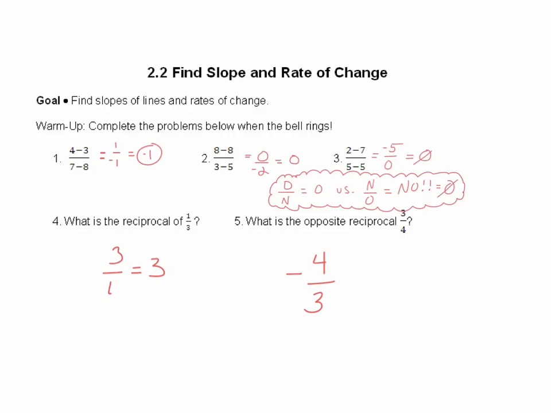So yeah, our goal for today's lesson is to find slopes of lines and rates of change. So we're going to take some time to review that skill today in class. Like I said, our quote for today is, nothing changes if nothing changes.